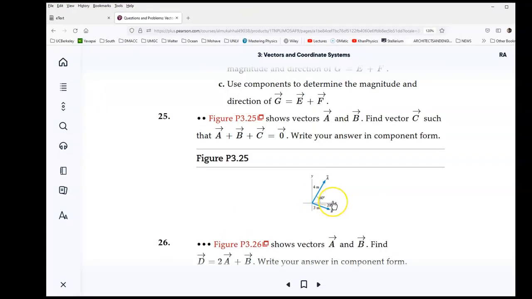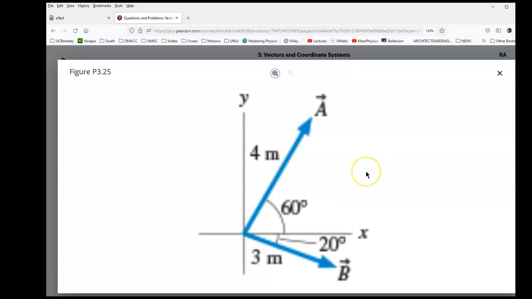Right there. So I have this diagram. He says the figure right here shows vectors A and B. Find vector C such that A plus B plus C is equal to 0. Okay, that's interesting. So here is the diagram. Please take the time to kind of draw it. Maybe pause the video and draw it.